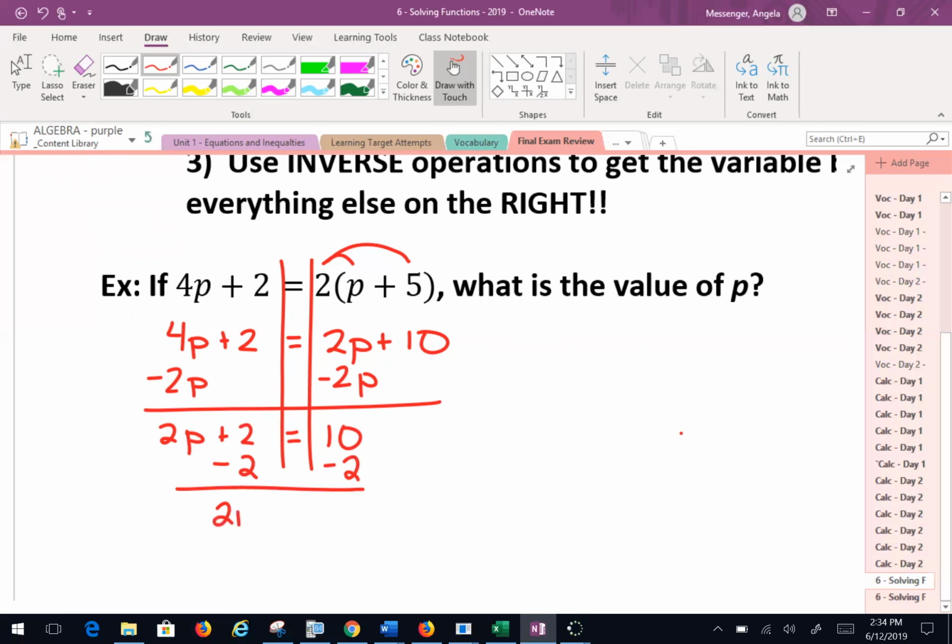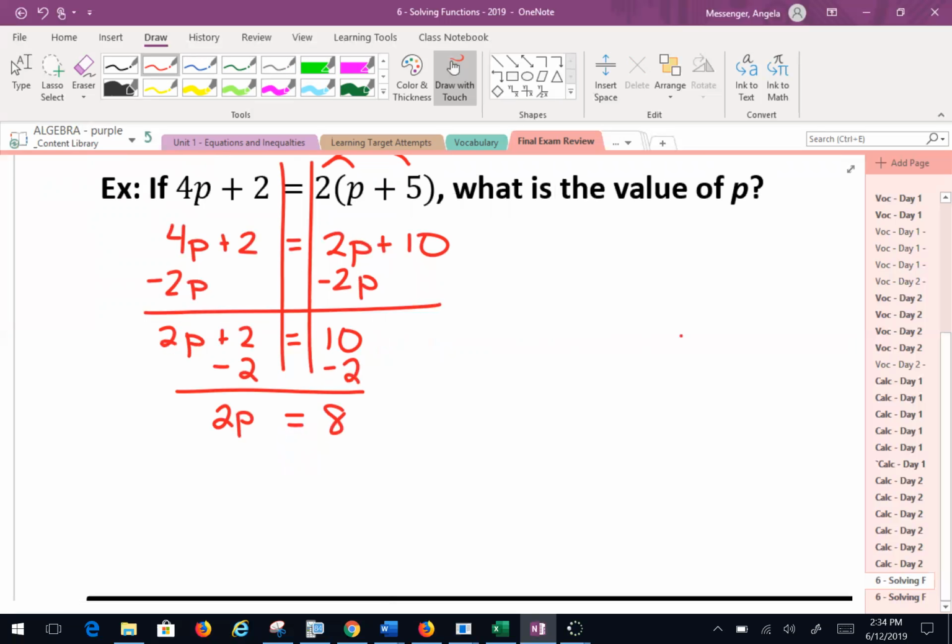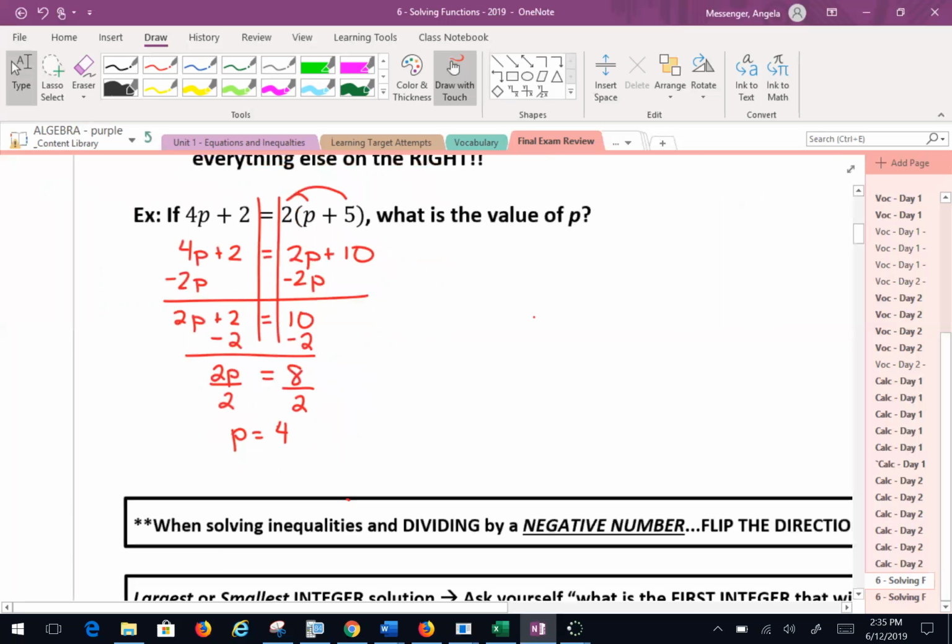Either way, our goal is to get what alone? P. And then what do I do with the 2 in front of the p? Divide. So a lot of it was just rearranging things by using inverse operations to get p alone. That last step, though, remember, we're dividing by the number in front of the variable. Sometimes we have students that subtract. You're only subtracting if you have an addition problem, okay? You add if you have subtraction, but if you have multiplication happening, you get rid of that, you divide. So I get that p equals 4.